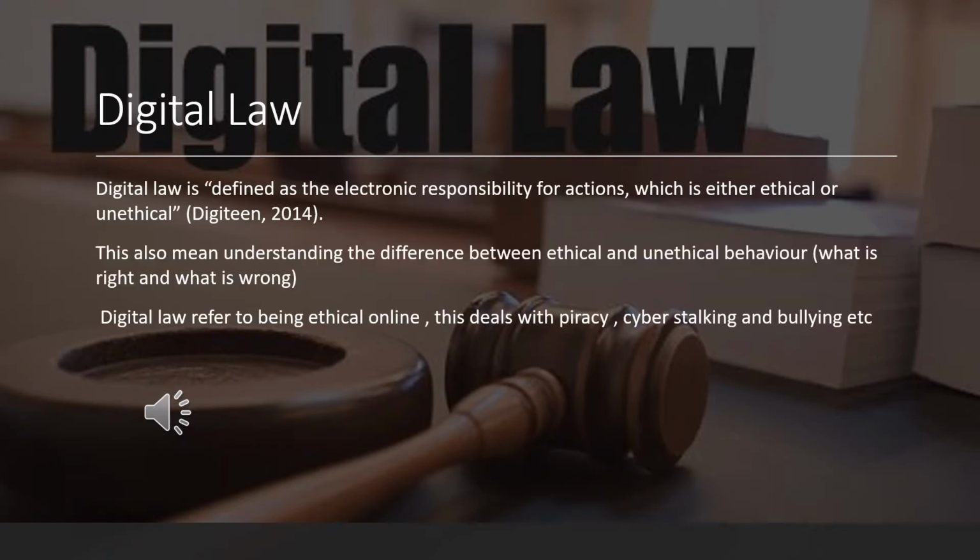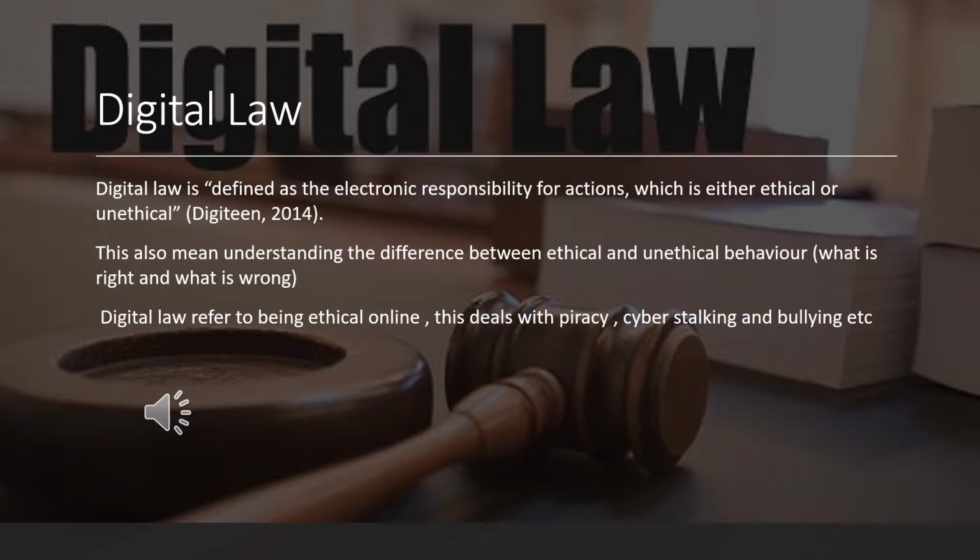Digital law. Digital law is defined as the electronic responsibility for actions, which is either ethical or unethical. This also means understanding the difference between what's ethical and unethical. So in other words, the difference between what is right and what is wrong. Digital law refers to being ethical online. This deals with piracy, cyberstalking, and bullying.